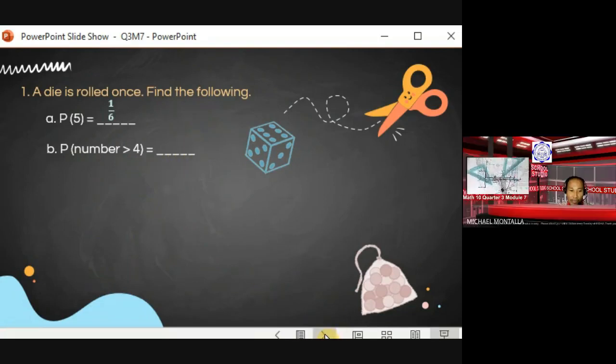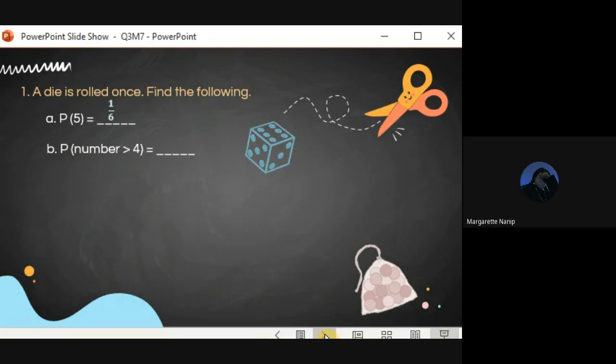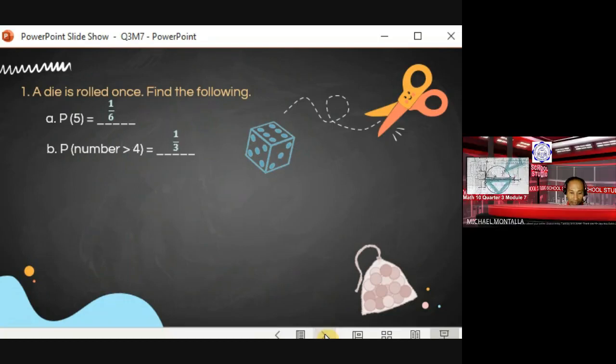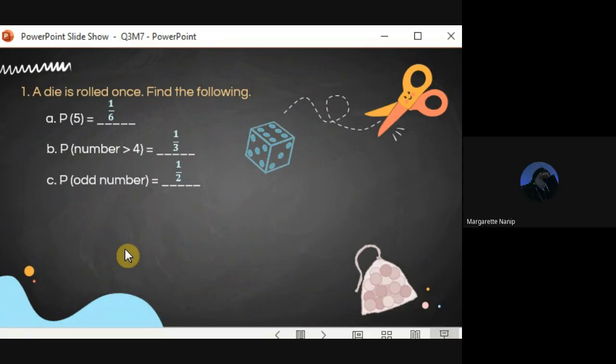Or lowest term? 1/3. Pag di-divide ka ng 2 over 2, medyo mabagal ka na unti sa pagkuha ng lowest term. Practice mo na lang ha. Okay, 1/3 yun. 2 over 6 divided by 2 over 2 is 1/3. Okay? Next, probability of odd number. 1/2. Oh, di ba? Dahil 3 over 6 yon. Did you get it? Opo.